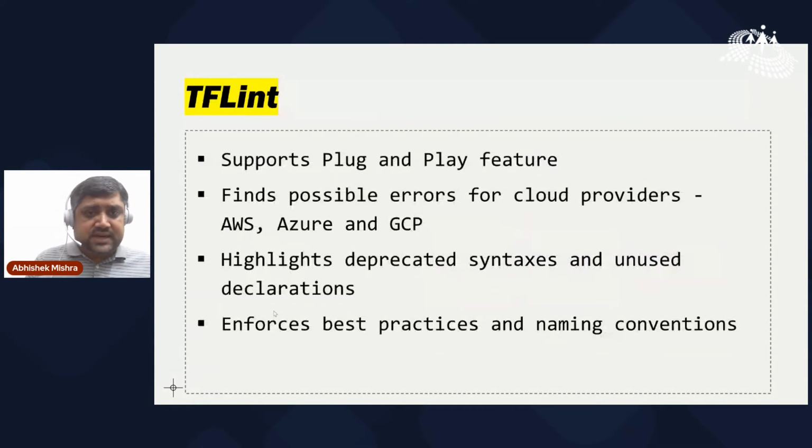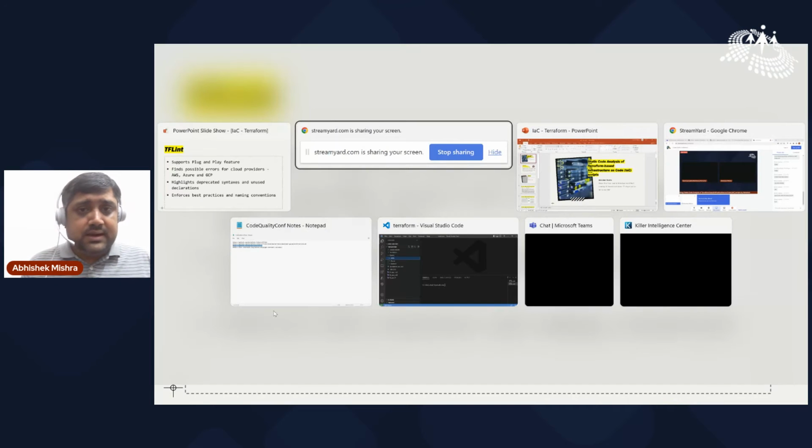Okay, so let's start with TFLint. Basically TFLint supports a plug and play architecture. So normally what you can do is bring in your own rule and plug it in, then run TFLint. It also has good support for existing rule sets for the cloud resources, very good support actually. You'll find a lot of rule sets for AWS, Azure, and GCP. So it easily highlights a lot of deprecated syntax, unused declarations, and enforces best practices and naming conventions. Okay, so let me take you to TFLint, and let's go through the demo.